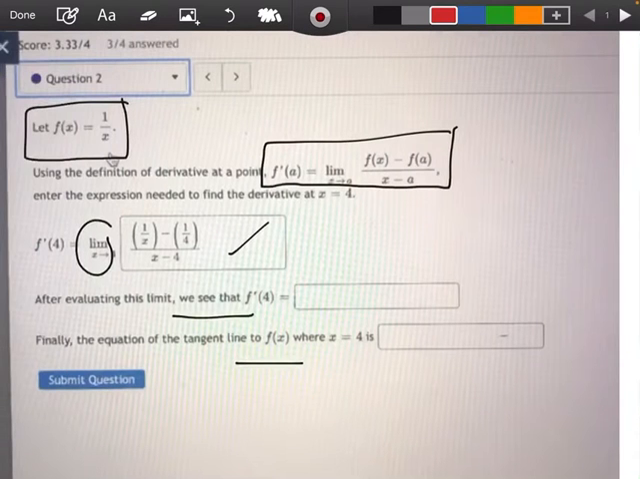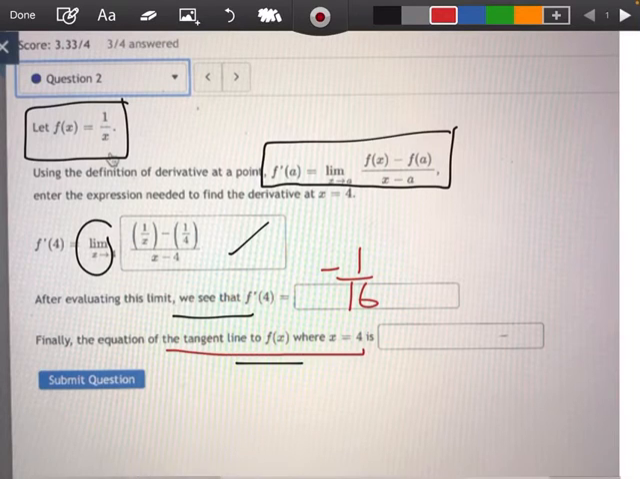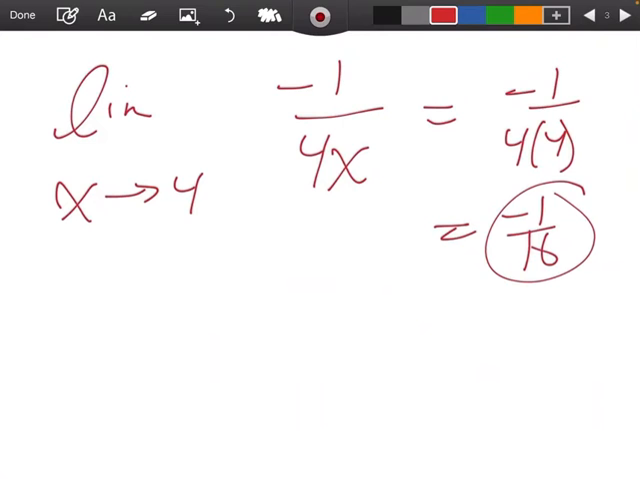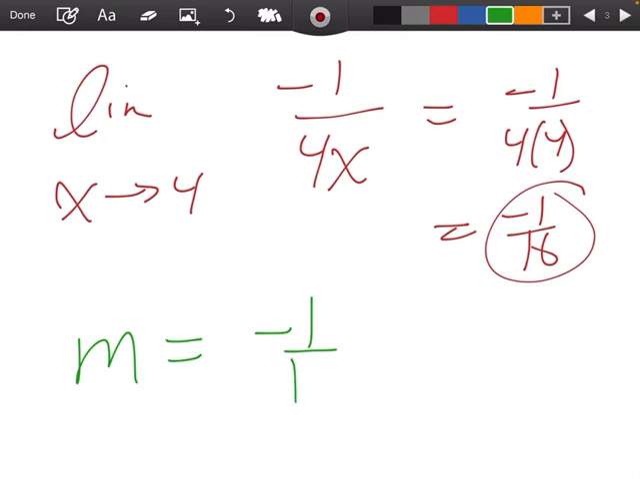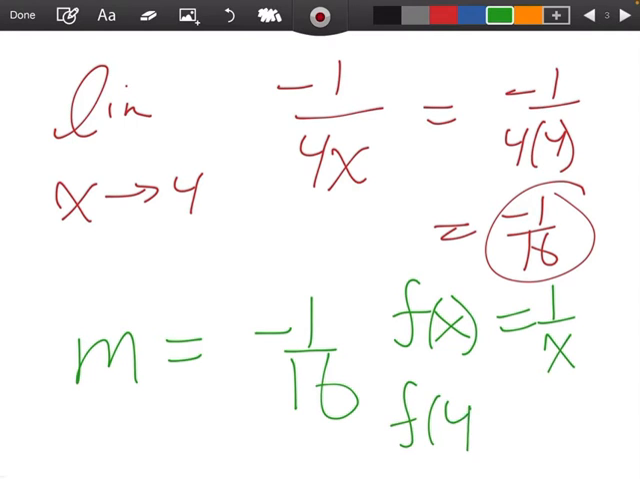So I'm going to come back to my first slide right here, y'all, and this answer is going to be a negative 1 over 16. Okay. Now, second piece we want to do, we want to see if we can find the equation of the tangent line to f of x when x is equal to 4. Well, what we just did here, y'all, is we just found the slope of the tangent line. We found the slope to be negative 1 over 16, okay? Since our function f of x was 1 over x, and we were trying to do this at 4, that tells me that the point that I have is 4 and 1/4, okay?